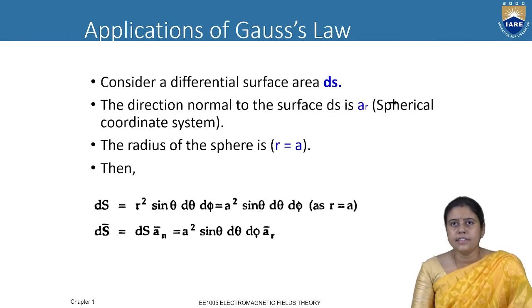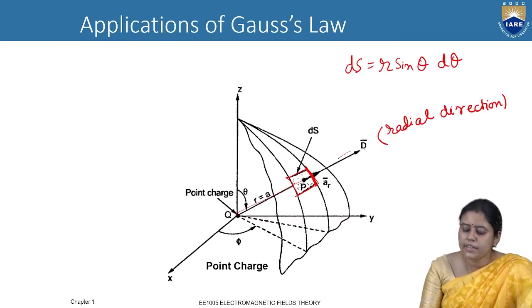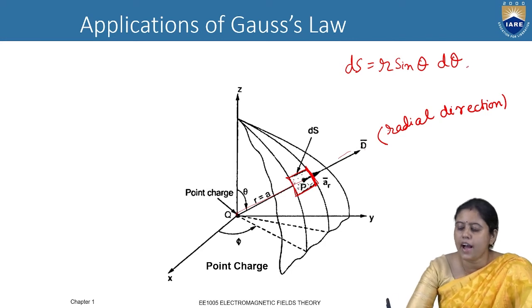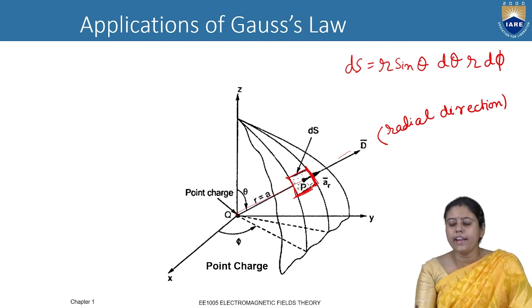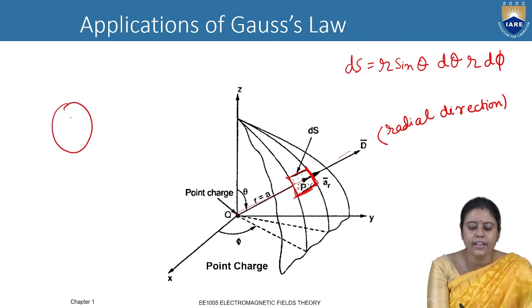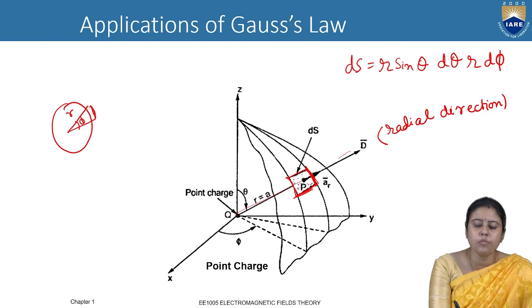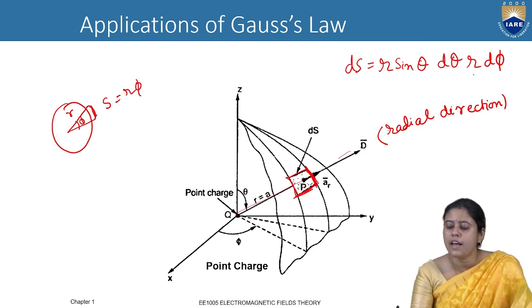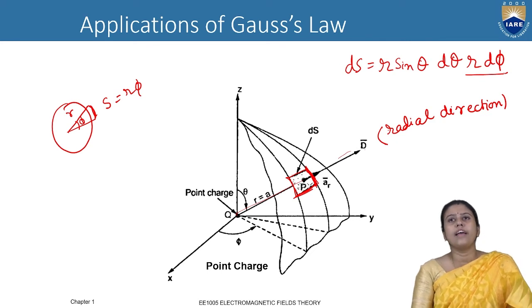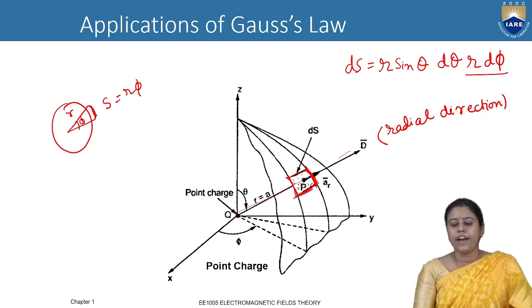Actually, it is r sin theta d theta. And what is the value of the angle? It is r d phi. This is the radius. In any circle, if the radius is r and the angle is phi, the formula for the surface area of this portion is r phi. So for this portion, the equation is r into d phi, as the angle is d phi.